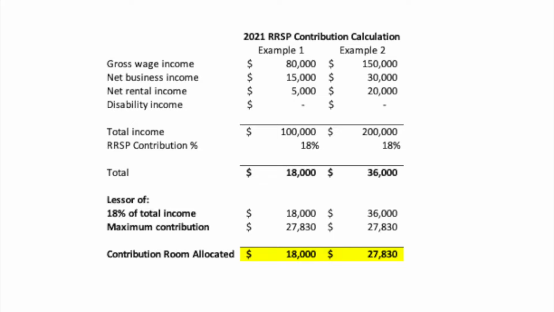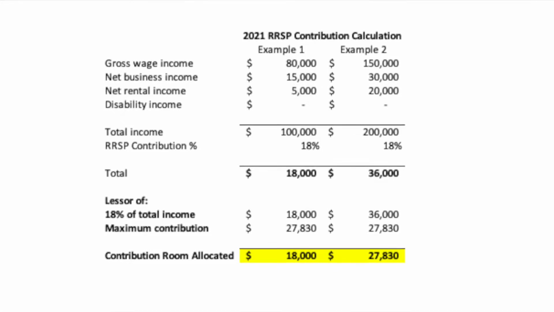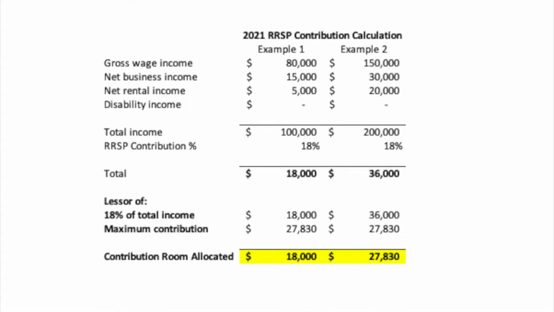Now I'm going to show you a quick example of how you can calculate your own RSP contribution room. I've got two examples here. For the first example, let's say I make $80,000 from my job and I have $15,000 of net business income. A good example of that is someone starting out a new YouTube channel. And I own a property, so I made $5,000 and I've got no disability income. That gives me a total income of $100,000, and 18% of that is $18,000.